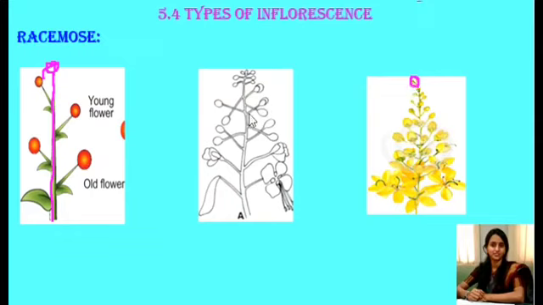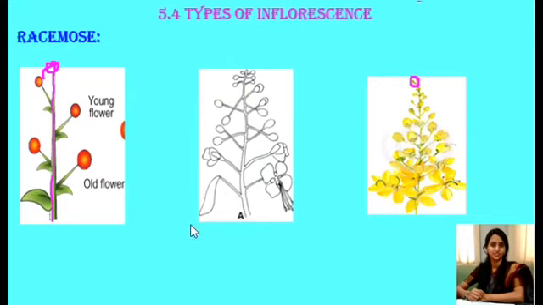This is the same, the diagrammatic representation. Here also you can see this is the older flower, and the axis consists of the apical bud. And this is the younger flower, present towards the apex, and the older flower is present towards the base. So this is about racemose inflorescence.